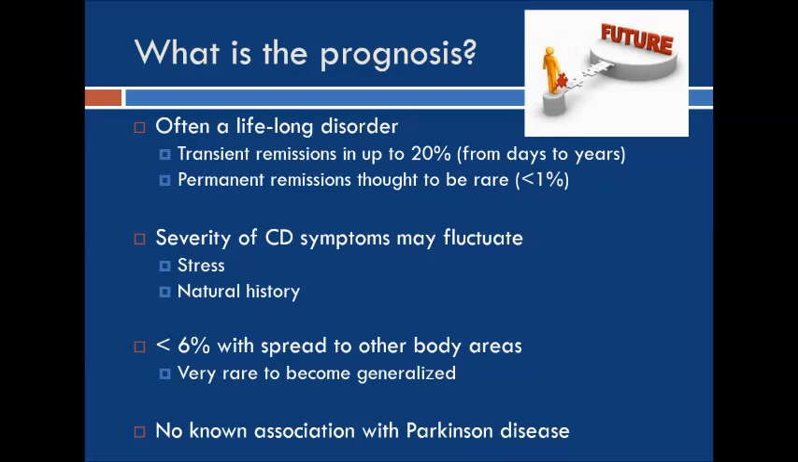Another question I get asked frequently is, what's going to happen to me? What's the prognosis? What does the future hold? It's important to recognize that cervical dystonia is often a lifelong disorder. There can be transient remissions in up to 20%, but these remissions can be very short-lived, lasting only days, or sometimes can last for many years. However, the dystonia does tend to come back. So permanent remissions are thought to be quite rare, probably less than 1% of those affected.